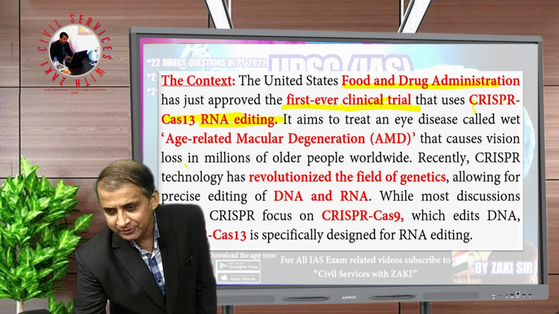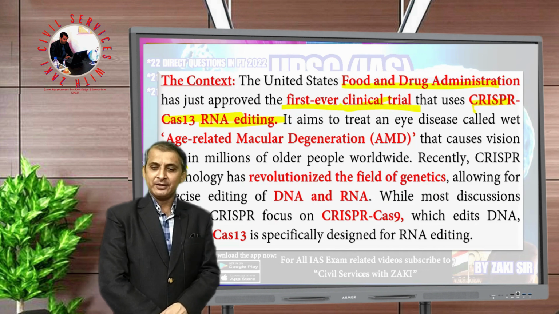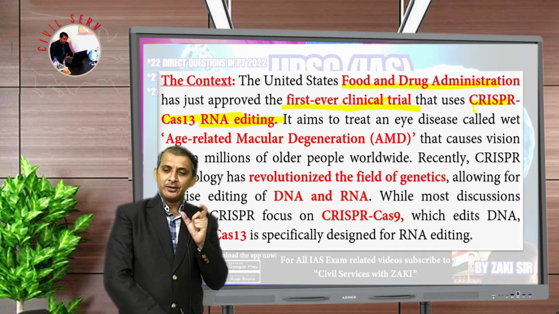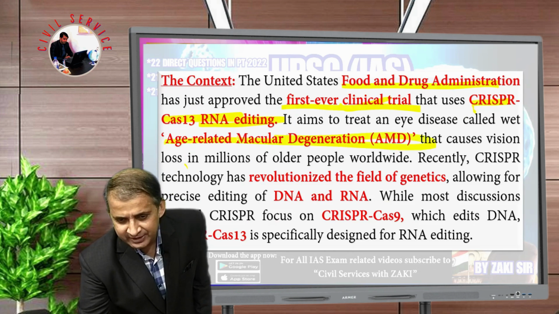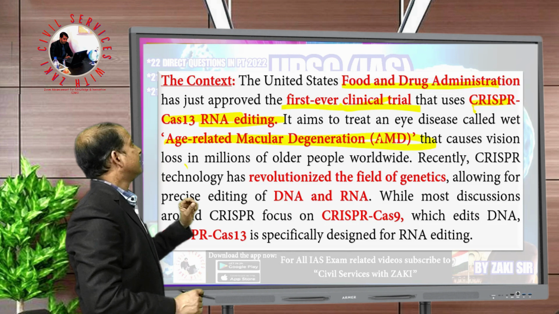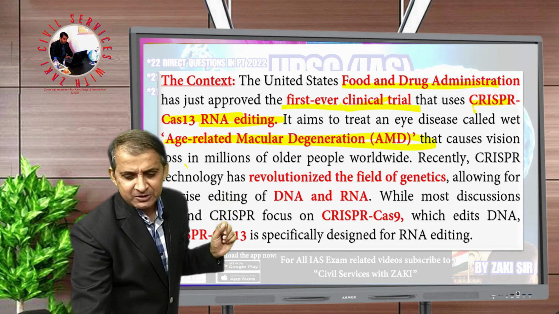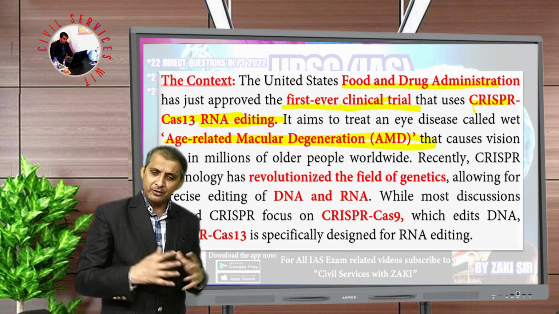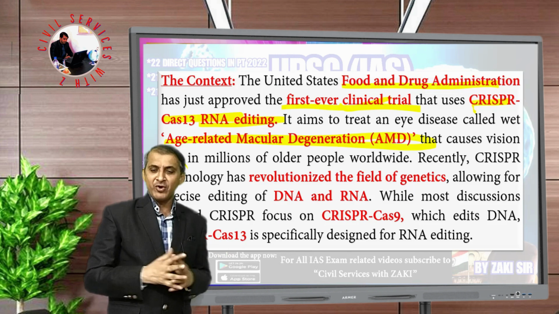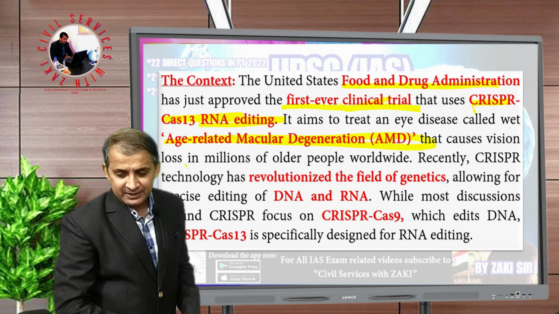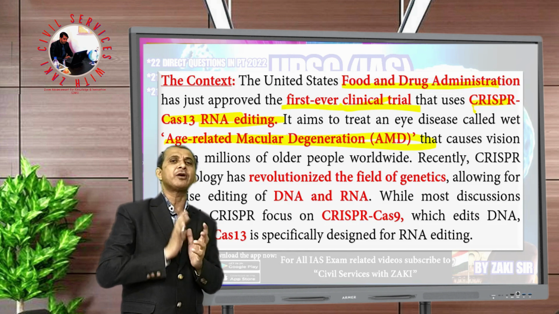As you know, CRISPR is one of the most significant gene editing tools. So it is CRISPR-Cas13, and it is related to wet age-related macular degeneration, in short AMD. This AMD disease is related to the eye and causes vision loss in millions of older people across the globe. Recently, CRISPR technology has revolutionized the field of genetics, allowing precise editing of DNA or RNA.